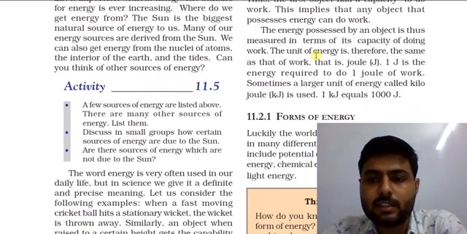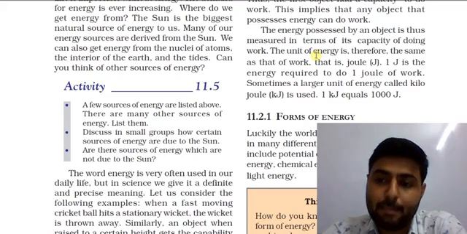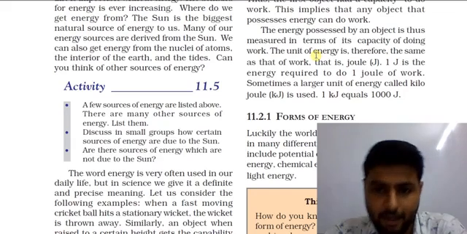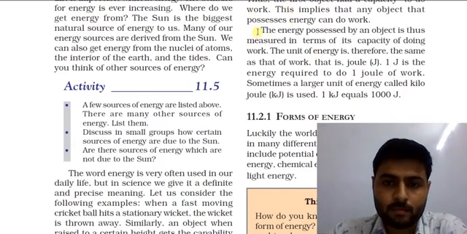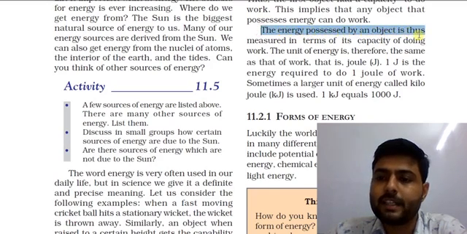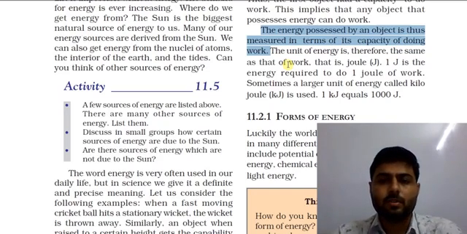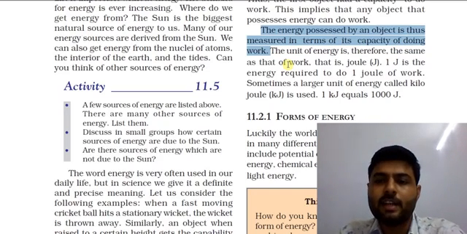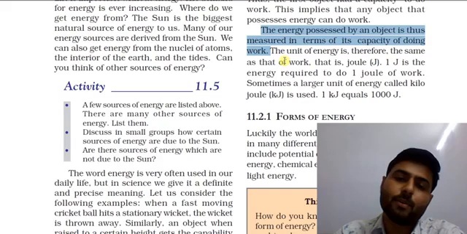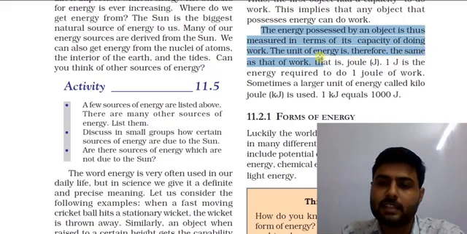The energy possessed by an object is thus measured in terms of its capacity of doing work. Important sentence. Note it. Energy possessed by an object is measured in terms of its capacity of doing work. So energy is nothing but capacity of doing work, and the unit of energy is therefore the same as that of work.